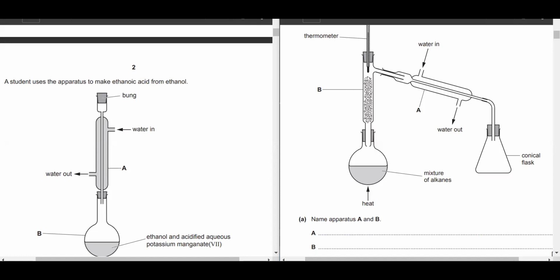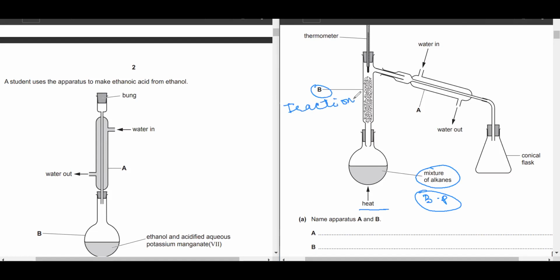Now, in this particular question from variant 4.2, they have a Liebig condenser, and this setup is clearly telling us that we have a fractionating column. Let's see the question. We have a mixture of alkanes here. We are heating the mixture of alkanes, and the alkanes are going to vaporize on the basis of their difference in boiling point. They have different boiling points, because of which they will vaporize. We have apparatus B, which is basically my fractionating column.